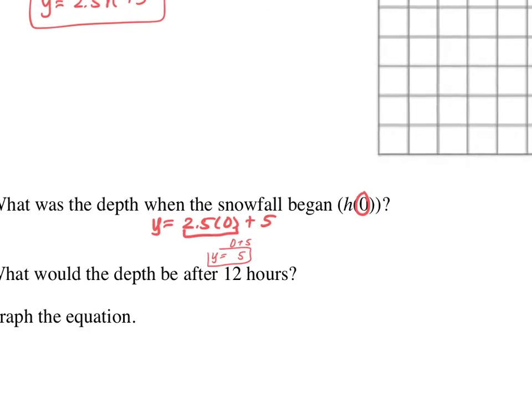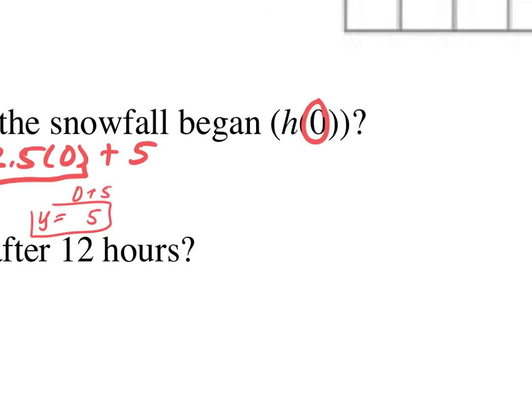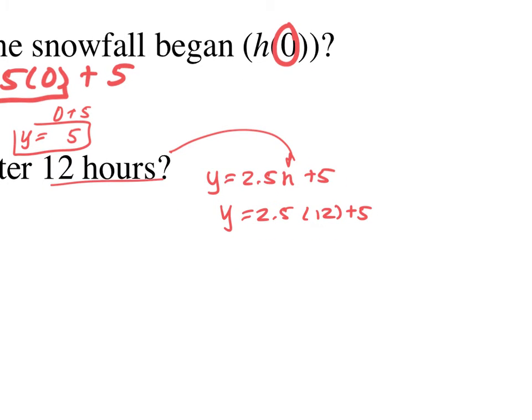What would the depth be after 12 hours? Well, now what we're going to do is basically just plug in 12 for h. So remember, our equation was 2.5h plus 5. We're going to put in a 12 for h, and you just type that right into your calculator. Let's see what we get. And we get 35. So after 12 hours, if I don't shovel or anything, there is going to be 35 inches of snow.